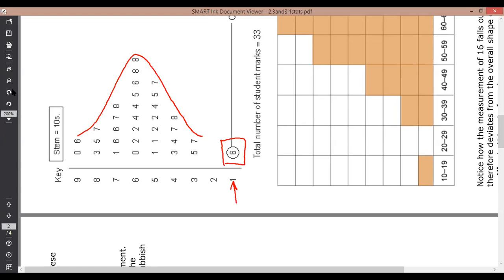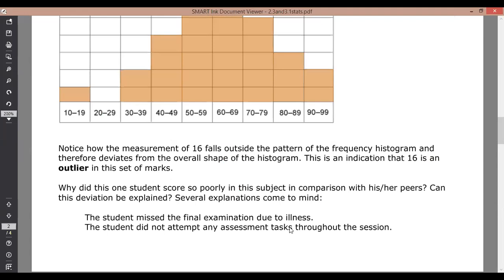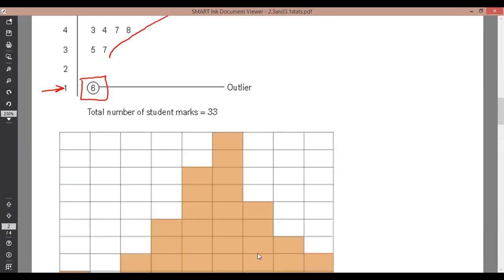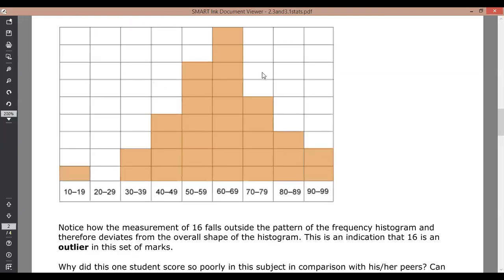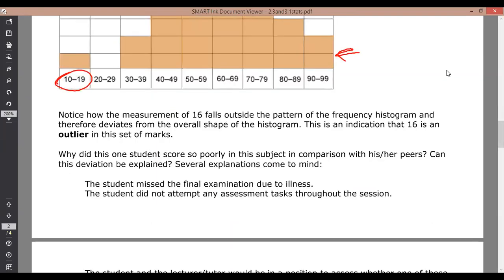Okay. Potential outliers. So what do you do with them? Well, these potential outliers, by the way, have been redrawn here as a bar graph. The person that made a 16 is somewhere in this group right here, the 10 to 19 group. So that's their score. And you can see two people made between 90 and 99, somewhere in there, right? Notice how the measurement of 16 falls outside the pattern of the frequency histogram and therefore deviates from the overall shape of the histogram. This is an indication that 16 is an outlier in this set of marks, right?